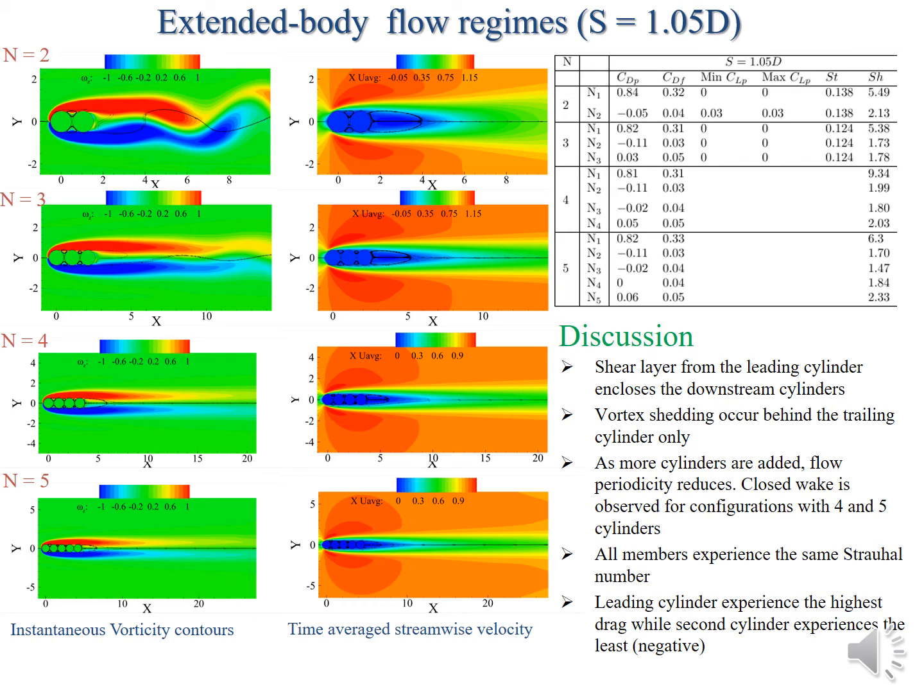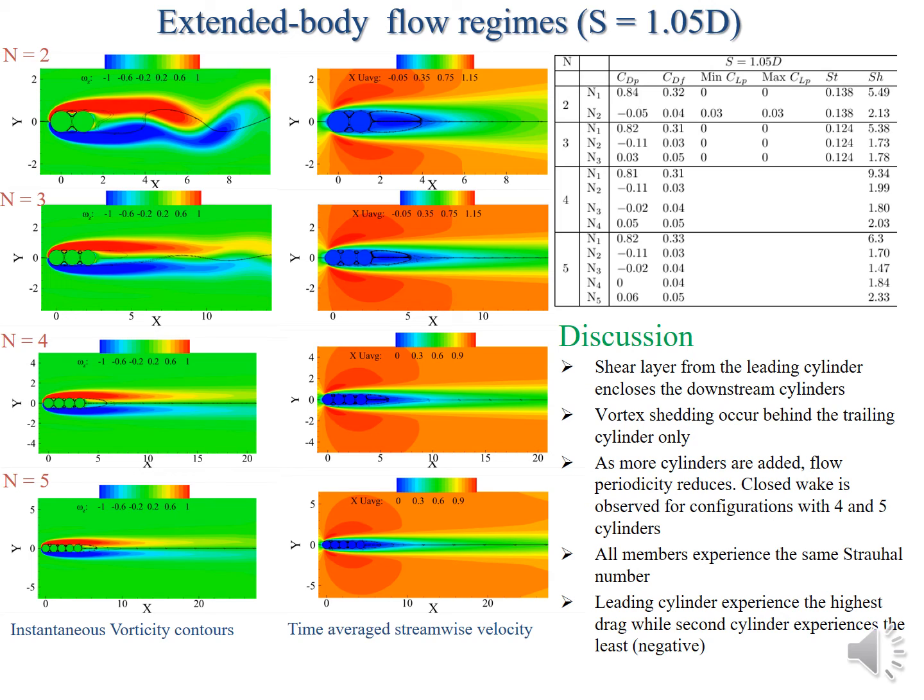As we can see here, if we look at the flow characteristics, the drag coefficient and the Strouhal number, we find that the Strouhal number for all the members in the group is the same, and that goes without saying because we have only one vortex shedding, which is behind the rear cylinder. But actually, the lift coefficient, the lift force, is pretty much negligible in this flow regime for the extended body flow regime. Finally, we see that the first cylinder or the leading cylinder experiences the highest drag, not as high as the isolated cylinder though, but it experiences the highest drag.